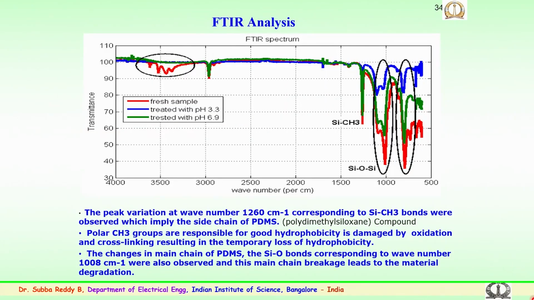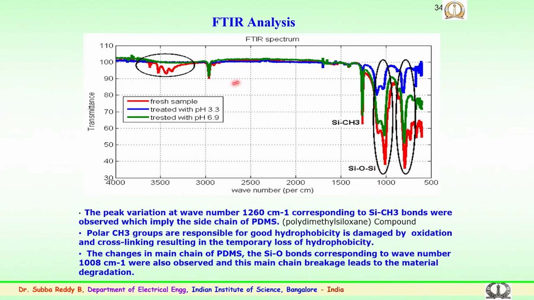This is an FTIR, Fourier transform infrared analysis, conducted at different pH values of 3 and 6.9 along with the fresh sample. The red spectrum indicates the fresh sample, the blue indicates the pH value of 3.3 and the green indicates the pH value of 6.9.